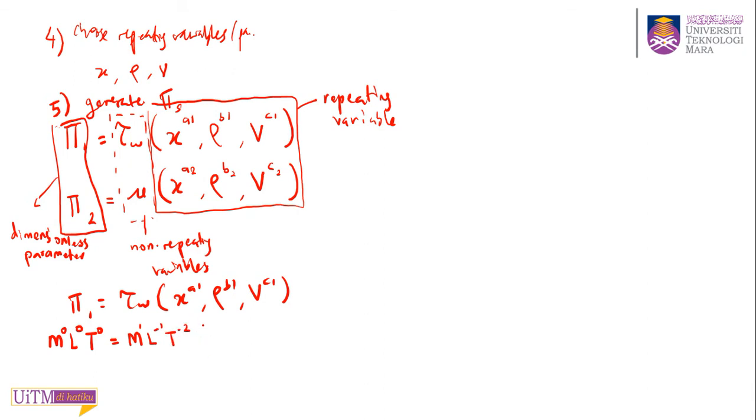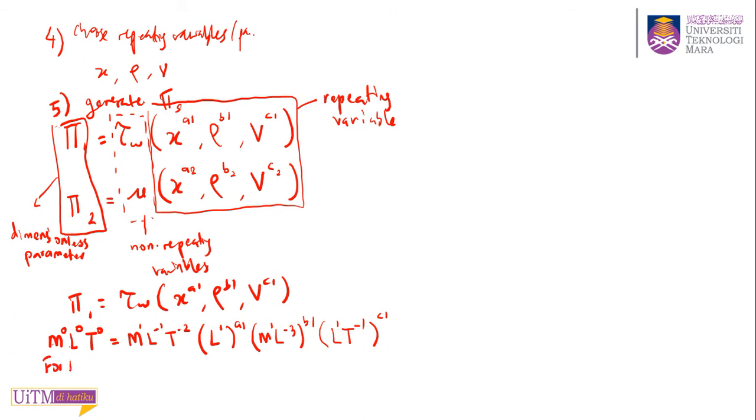Times x, the distance, so this will be L1, to the exponent A1. And rho, we know rho is M1 L minus 3, to the power B1. And velocity is L1 T minus 1, to the power C1. Remember, we want to find the numbers for A, B and C again. So we solve one by one for M, L and T.